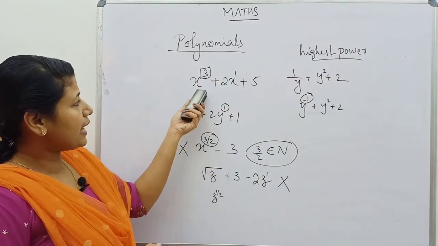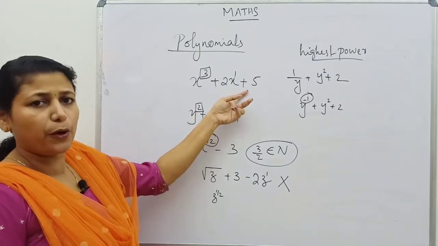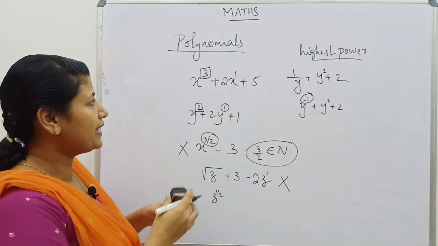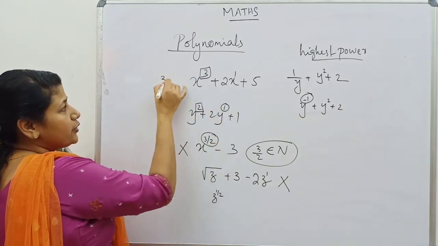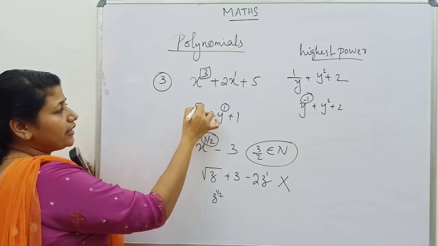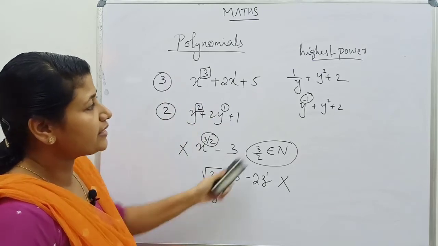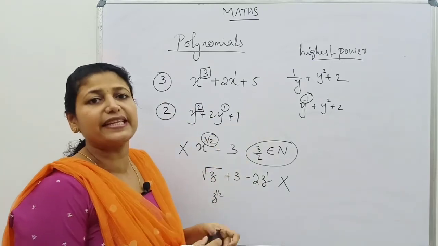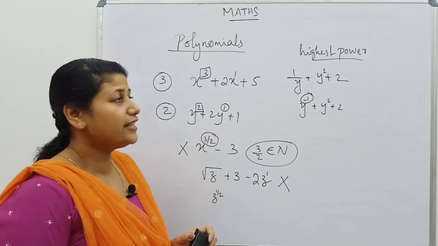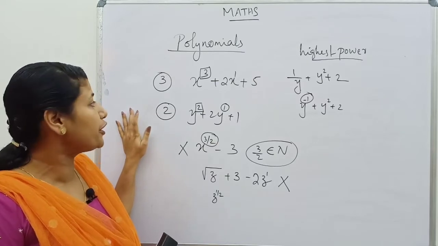So come to this example. Here x cube plus 2x plus 5. This is a polynomial. So we can find the degree of this polynomial as the highest power of x is 3. So degree is 3. What about this? The highest power here is 2. So here the degree is 2. These three are not polynomials. So we cannot say anything about the degree of these. Got it? So from this we can classify our polynomials according to the degrees.